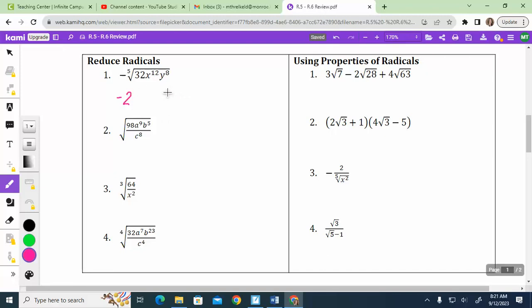Okay, x to the 12th, that is not going to come out evenly. If you have 12 x's, how many groups of 5 can you make? 2. How many are left over? 2. Alright, if you have 8 y's, how many groups of 5? How many would be left over? 3.